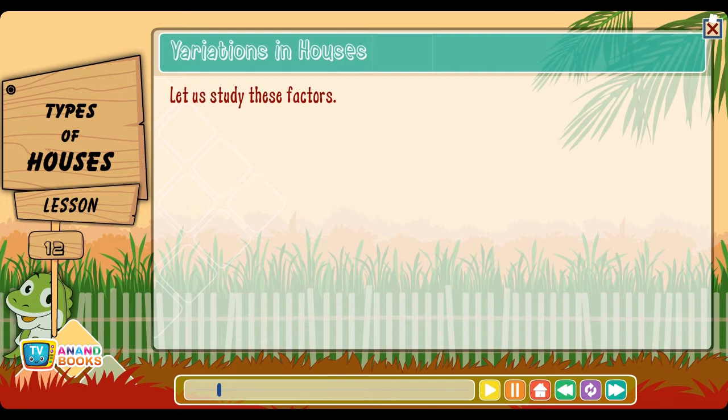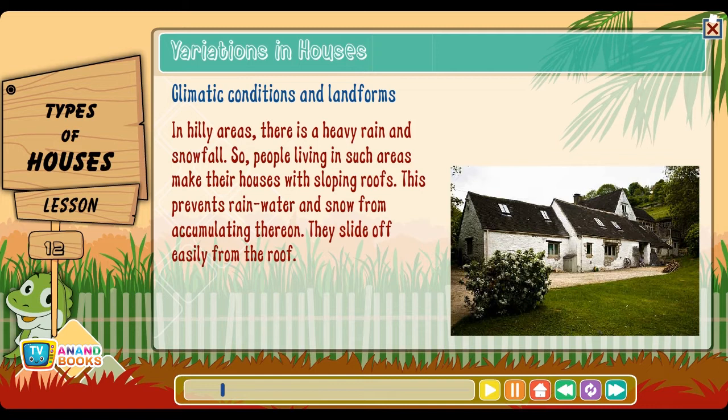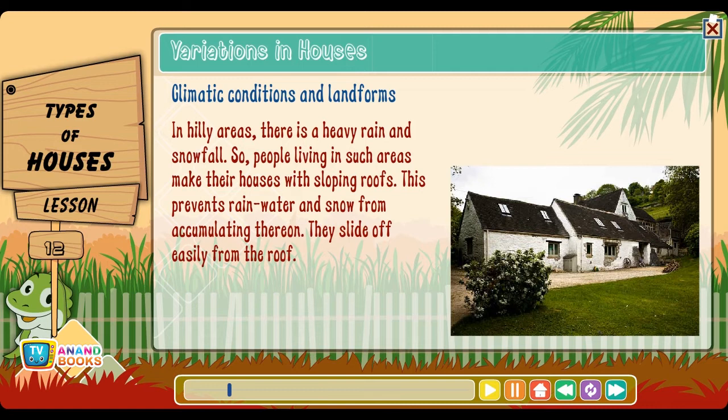Climatic conditions and landforms. In hilly areas, there is a heavy rain and snowfall. So people living in such areas make their houses with sloping roofs. This prevents rainwater and snow from accumulating thereon. They slide off easily from the roof.